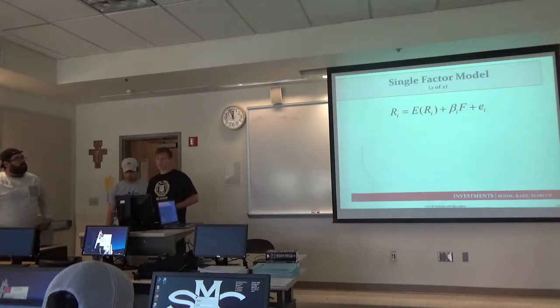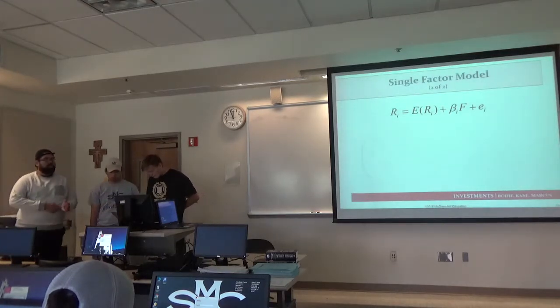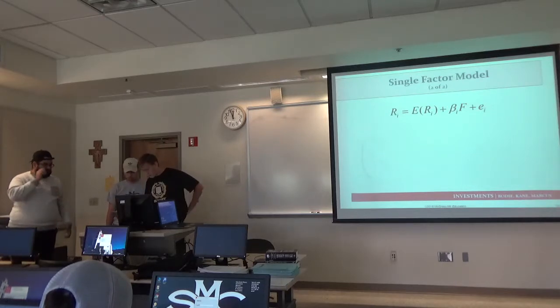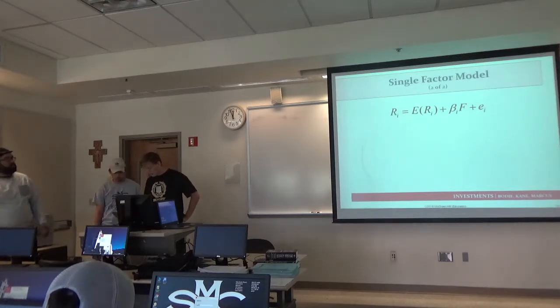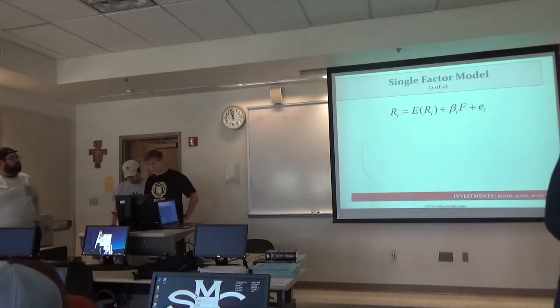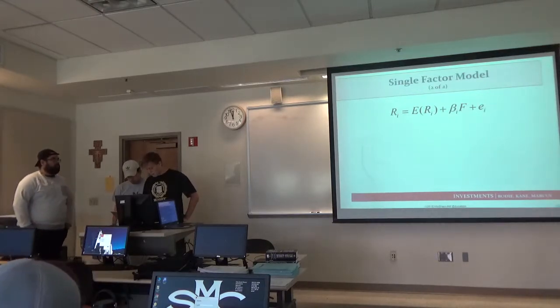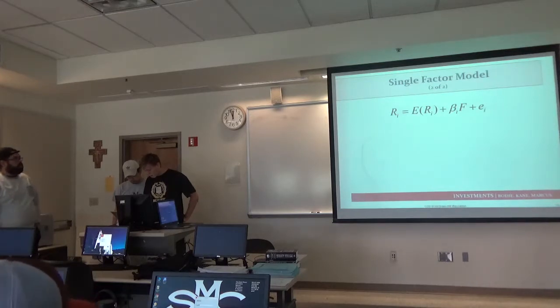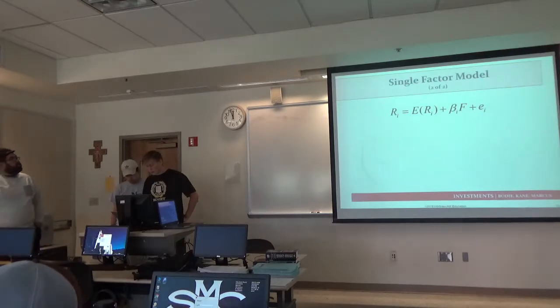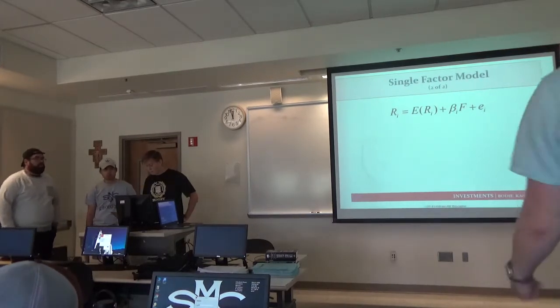Here's a single factor model. RI is the excess return on the security, and then we have BI, which is the factor sensitivity or the factor beta, and F is a surprising macroeconomic factor. F could be either positive or negative, but has an expected value of 0. And then EI is the firm-specific events.